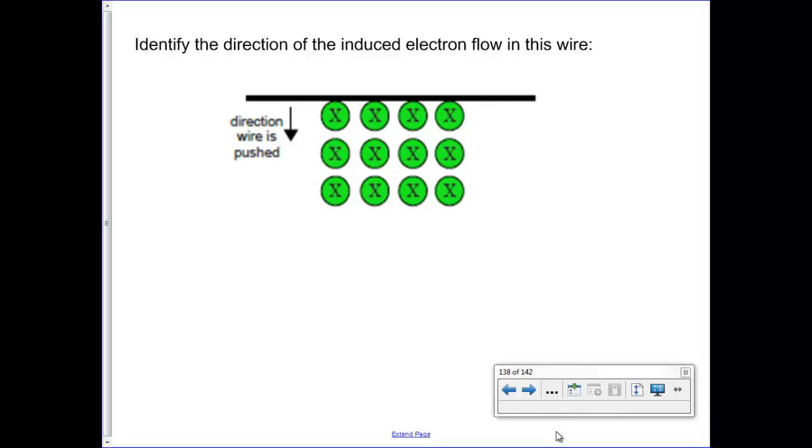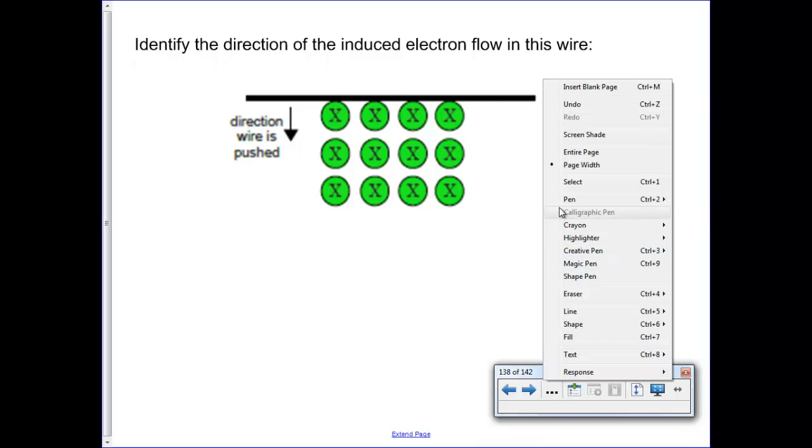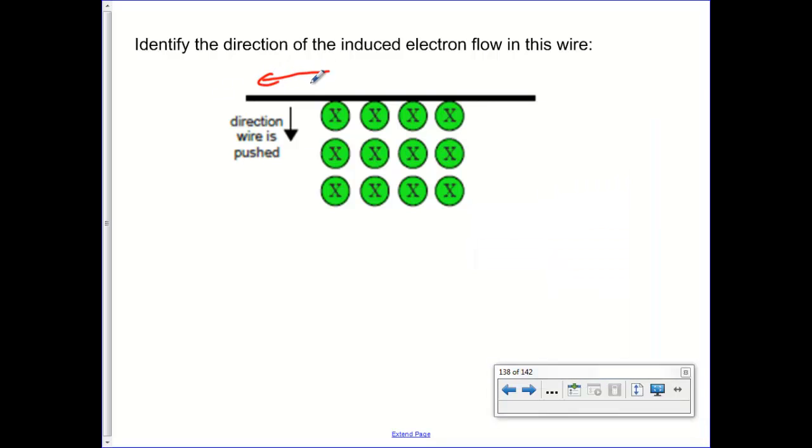So let's see. The actual field is going into the page. The wire is getting pushed down. Why did I do that? Because my finger is the direction of the field. So into the page are my fingers. Like I said, you can tell when someone's doing this unit because they're trying to contort their hand, right? So into the page, the wire is getting pushed down. Which way are the electrons being forced? They're being forced out of your palm. So electricity would be going this way.